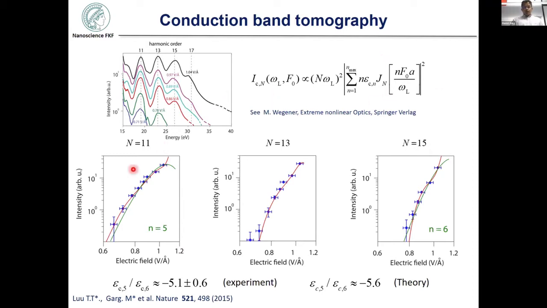If you look at only the 11th harmonic order in our experiment and how it scales as a function of the field strength, we were able to explain this intensity scaling only by considering the 5th spatial harmonic in the conduction band. So this was only explained by the cos 5Ka in this expression over here. And for the 15th harmonic order, we could explain this intensity scaling only by the 6th spatial harmonic contribution in the first conduction band of SiO2.